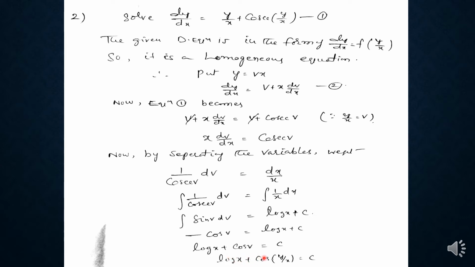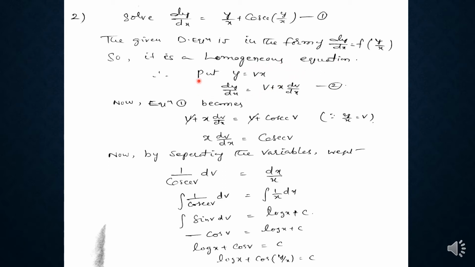So this is the solution for the differential equation. Here the given differential equation is in the form of a function of y by x. Each term is in the form of y by x, so the variable is in the form of y by x. It is also a homogeneous equation.